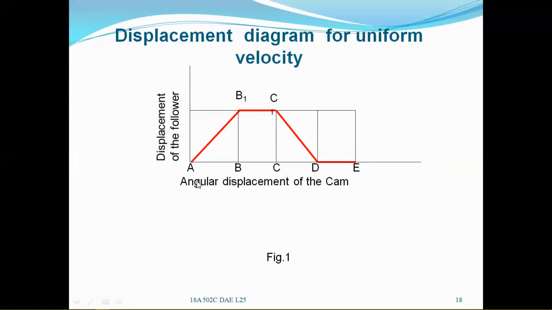As it is the uniform velocity, it should be constant. The velocity will be constant. Here it is. So that's why AB is a straight line and CD is also a straight line. And after completing this figure, we'll have a displacement diagram with uniform velocity, right?